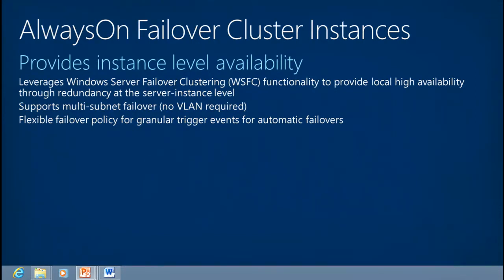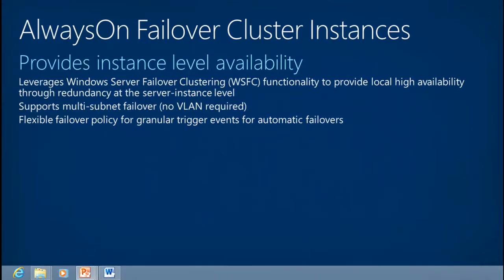There's also the concept of failover cluster instances, which expands upon failover clustering, and it enables new capabilities such as flexible failover policies, which is basically a numeric scale where you can dictate when you should fail over in the event that an event occurs.